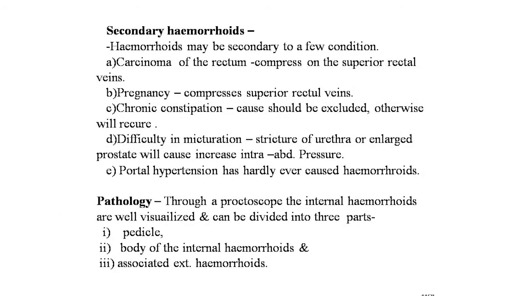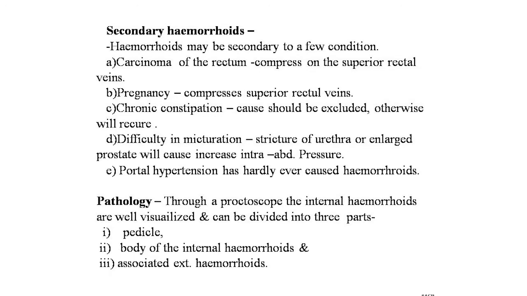Now the secondary hemorrhoids. Hemorrhoids may be secondary to a few conditions which must be excluded before one treats a case of hemorrhoids. These are carcinoma of the rectum, which compresses the superior rectal veins; pregnancy, which compresses the superior rectal veins; and chronic constipation, the cause of which should be excluded, otherwise hemorrhoids will recur. Difficulty in micturition, stricture of the urethra or enlarged prostate will cause increased intra-abdominal pressure. Portal hypertension has hardly ever caused hemorrhoids, but it should be remembered and thought about.